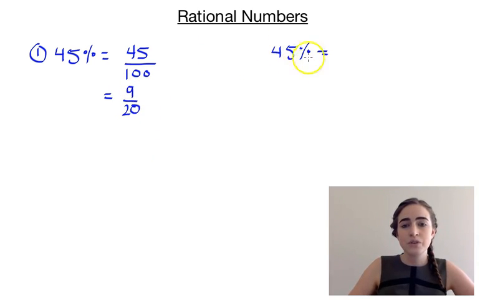So we also want to do it into a decimal. Again, percent means out of 100, which means we want to divide this 45 by 100. So we'd move the decimal place 2 places, and we'd end up with 0.45.